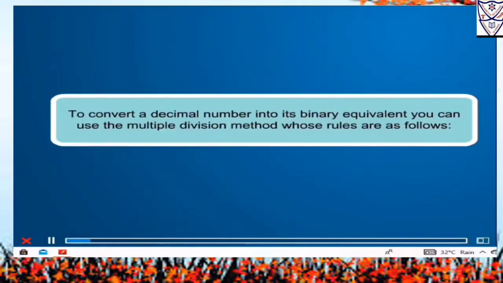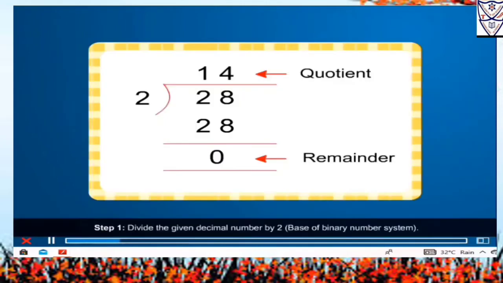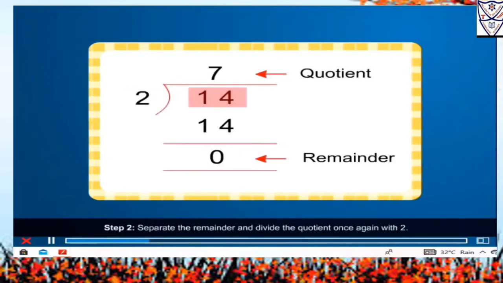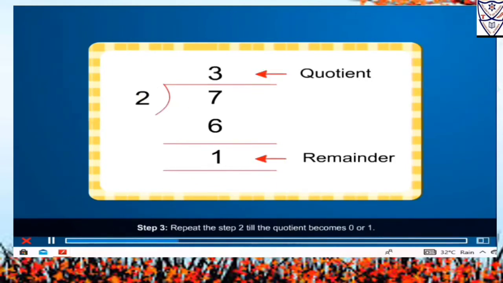To convert a decimal number into its binary equivalent, you can use the multiple division method whose rules are as follows. Step 1. Divide the given decimal number by 2, base of binary number system. Step 2. Separate the remainder and divide the quotient once again with 2. Step 3. Repeat step 2 till the quotient becomes 0 or 1.